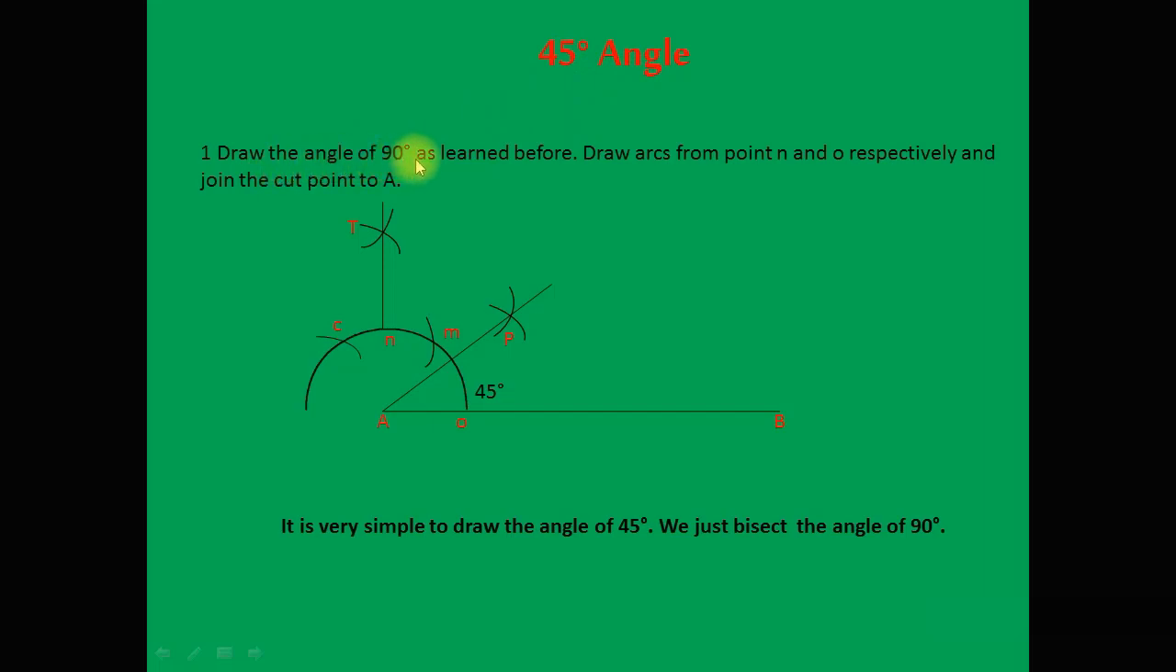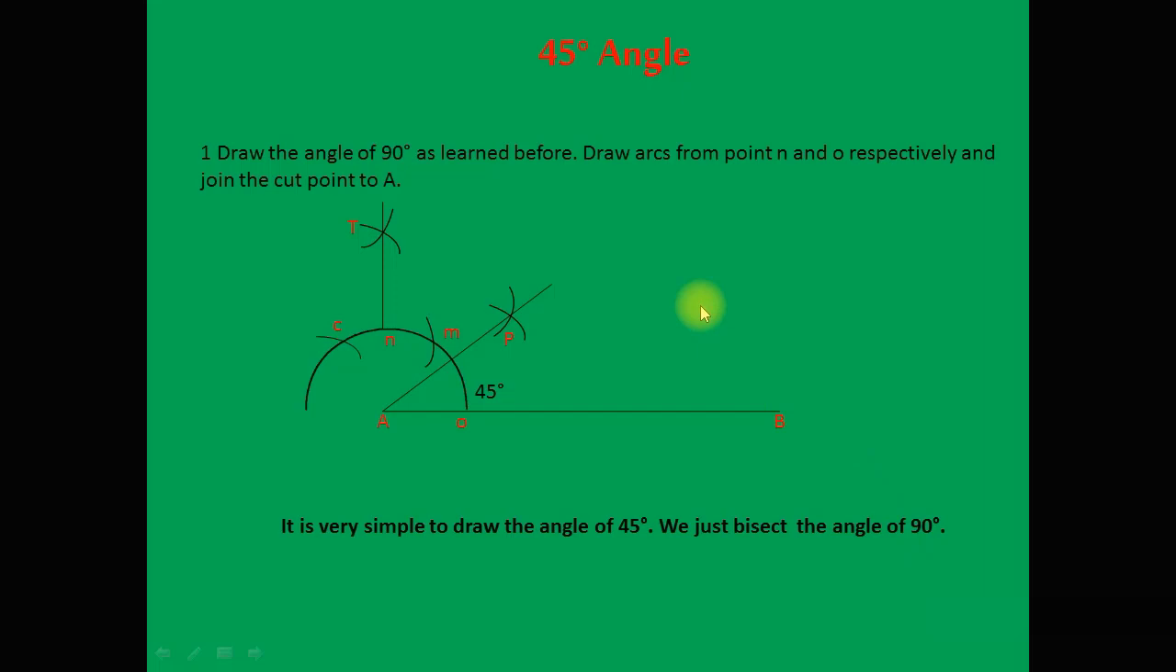Draw the angle of 90-degree as you learned in the previous slides. Then draw arcs from the points N and O respectively, and join the cut point to A. Join this cut point to A, you will get an angle of 45-degree. It is very simple to draw angle of 45-degree. We just bisect the angle of 90-degree.